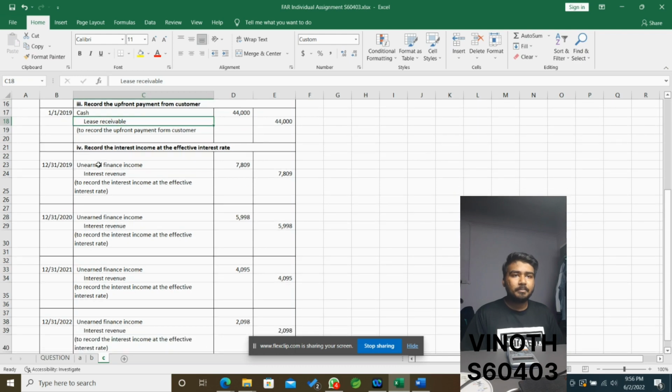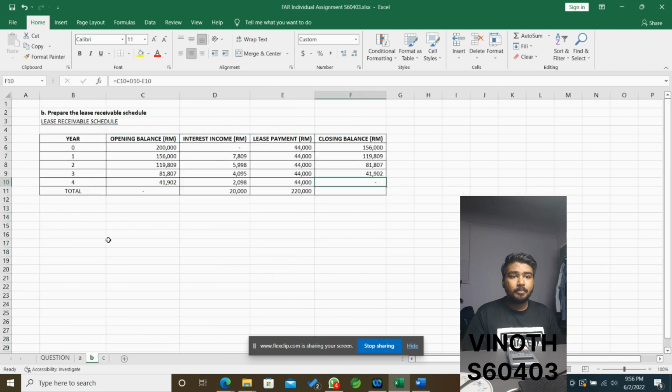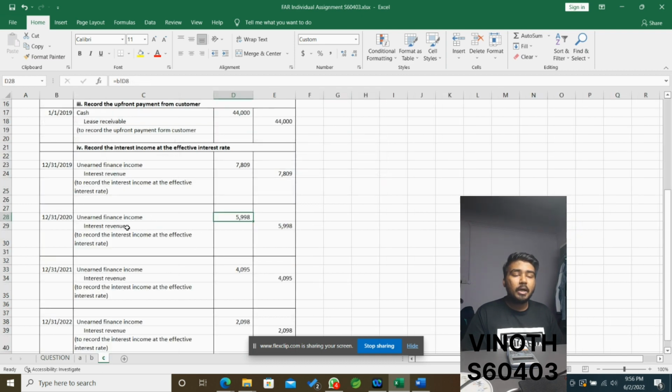Next is to record the interest income at the effective interest rate. This repeats every year, on the last day of the year, and because there are 4 years, all 4 come with unearned finance income, which is from the first year, as you can refer to on this table. Then you credit interest revenue, which is the same amount as well.